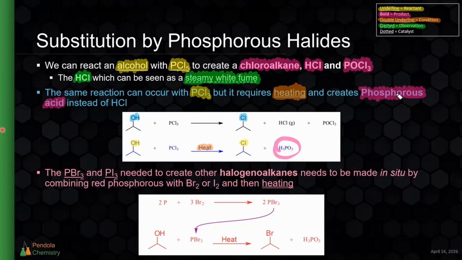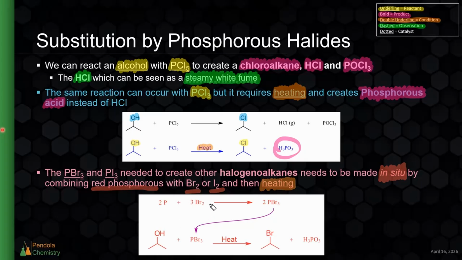So whenever we make halogenoalkanes that are not chlorine, we need to make those compounds in situ by reacting red phosphorus with either Br2 or I2, depending on which halogen we want to use here. And then we need to heat up this reaction. So let me change over to orange. We need to heat up the reaction as well. What does this do? Again, this makes the PBr3 and PI3 in situ.